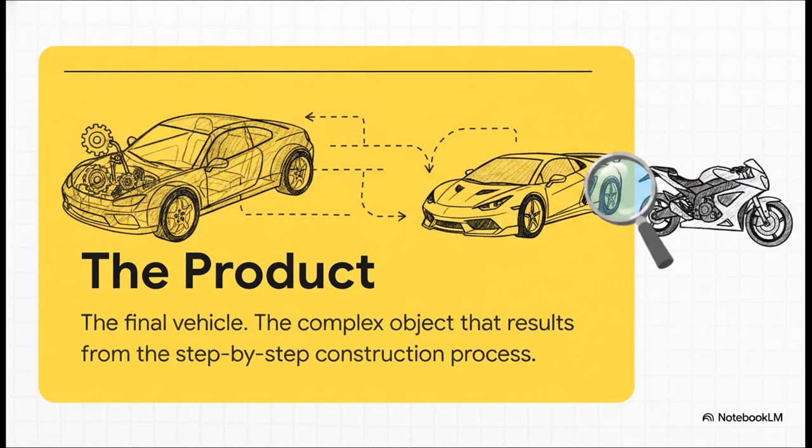And finally, what rolls off the end of the line? That's our product. It's the finished vehicle, the fully constructed complex object, our brand new car or motorbike. It's the final result of our director guiding our builder through that step-by-step process.